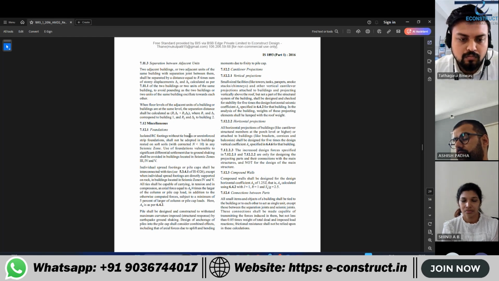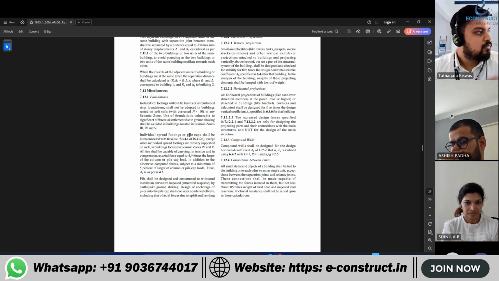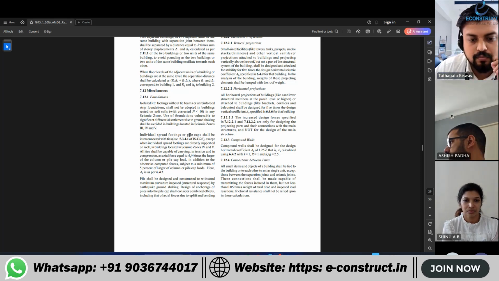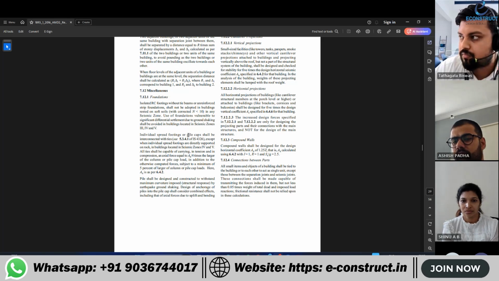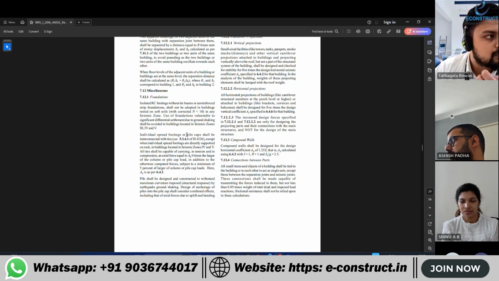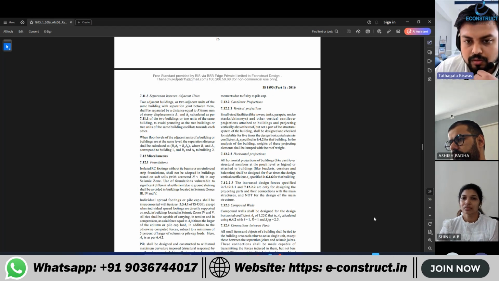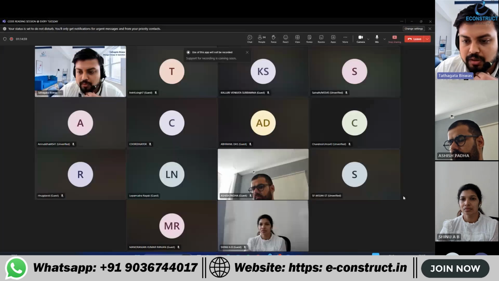Piles shall be designed and constructed to withstand maximum curvature imposed by structural response to earthquake ground shaking. Design of anchorage of piles into the pile cap shall consider combined effects, including that of axial forces due to uplift and bending moments due to fixity to pile caps. Okay, 7.11. That can be read by somebody, Renu, I think.